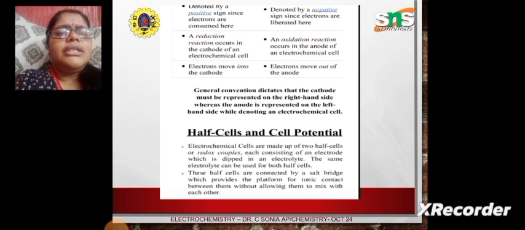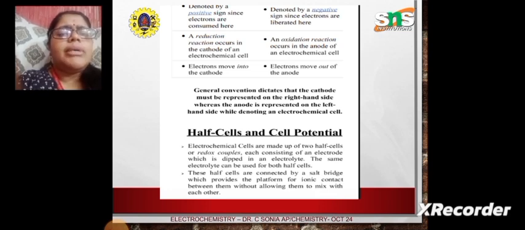General convention dictates that the cathode must be represented on the right hand side, whereas the anode is represented on the left hand side while denoting an electrochemical cell. So this is a representation of the cell reactions of the electrode potential. You have to represent always the anode at the left and the cathode at the right hand side. Half cells and cell potential.